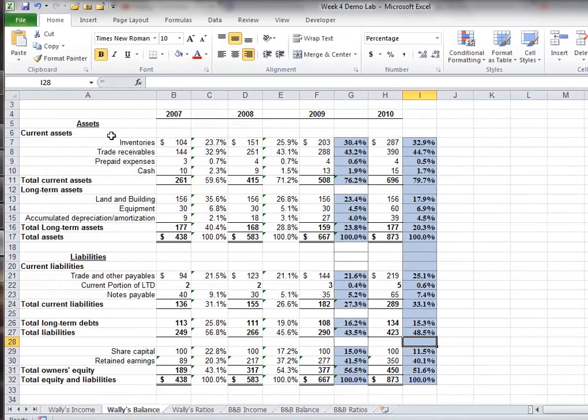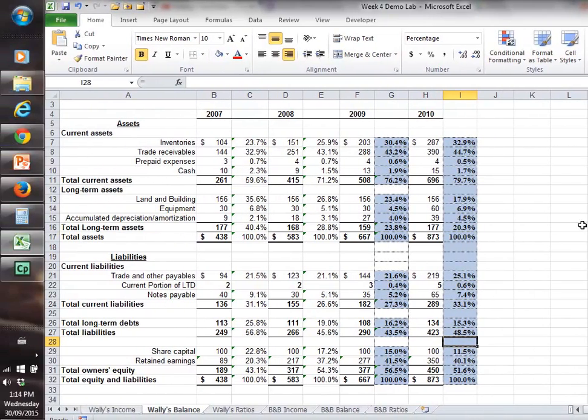Okay, so my key ones for me to look at are the inventories, receivables, and the prepaids, and the cash. So the current accounts I'm really interested in.